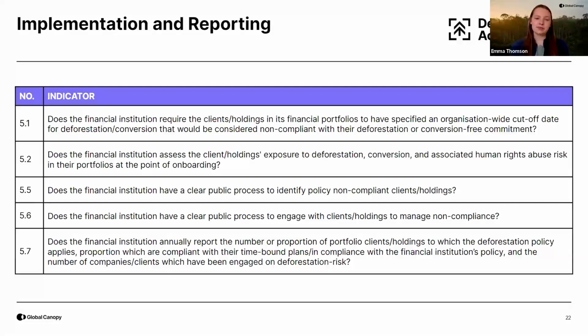And then finally, indicator 5.7 looks at whether the financial institution reports the number or proportion of clients or holdings to which the deforestation policy applies, the proportion which are compliant with their time-bound plans, if it's ones that the clients or holdings have set themselves, or in compliance with your policy. And then finally, the number of clients or holdings which have been engaged with on deforestation risk as a result of those non-compliance processes that were identified. Next slide, please.